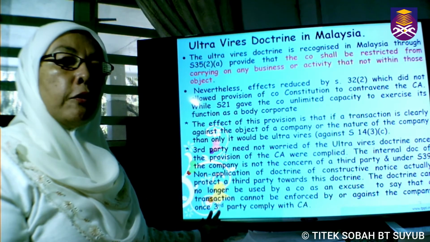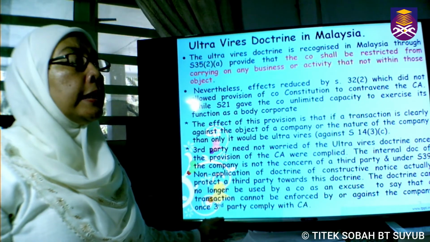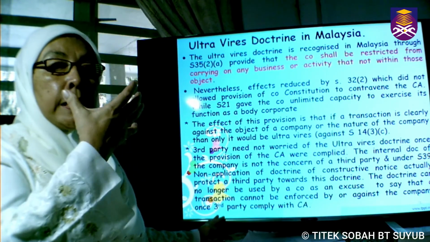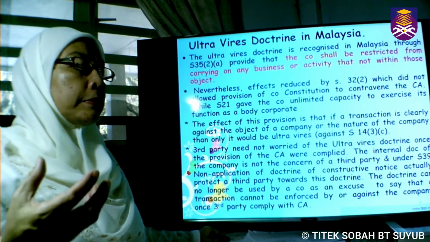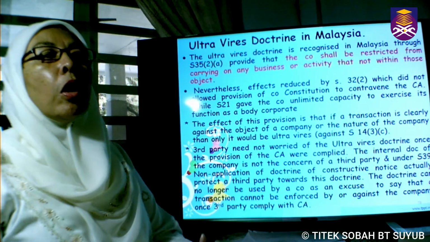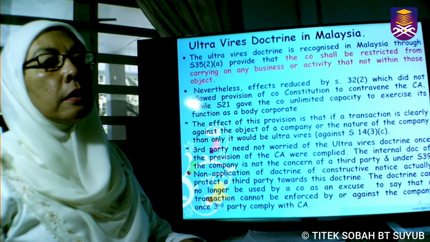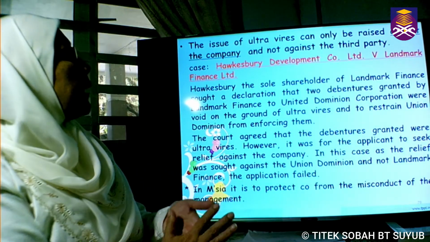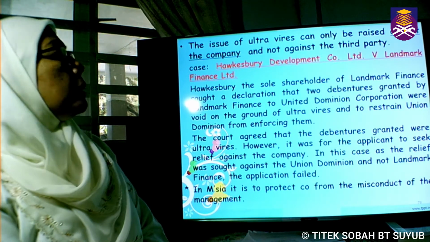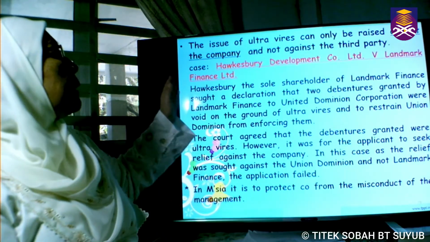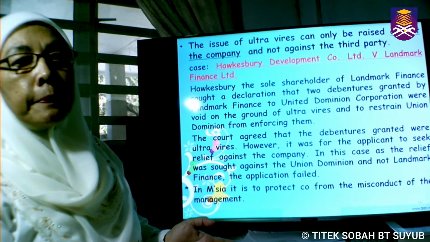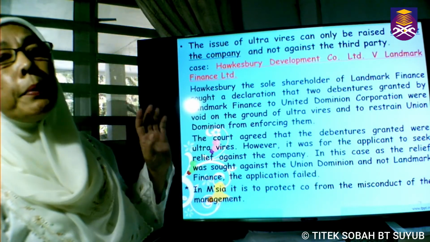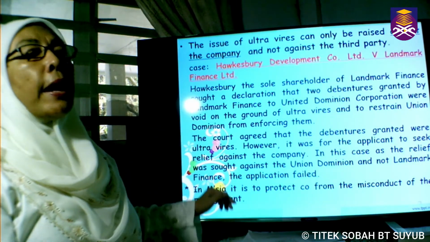So the situation is different from the situation in England. In England, if you want to deal with the company, you need to go through the constitution of the company. Because if something is ultra vires, then the company can try to evade their obligation under the law. So, okay, this issue of ultra vires can only be raised against the company and not against the third party. This is clearly elaborated in the case of Ashbury Development Company Limited versus Landmark Finance Limited.